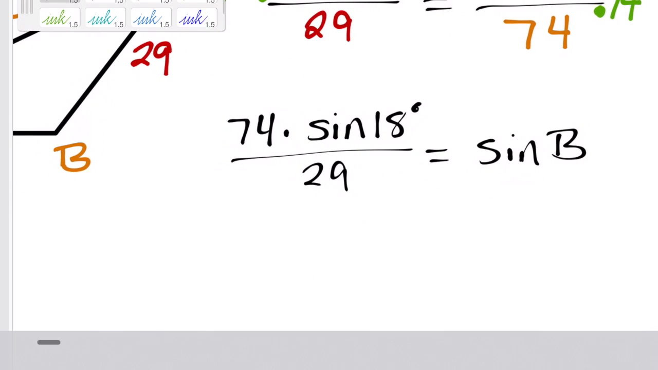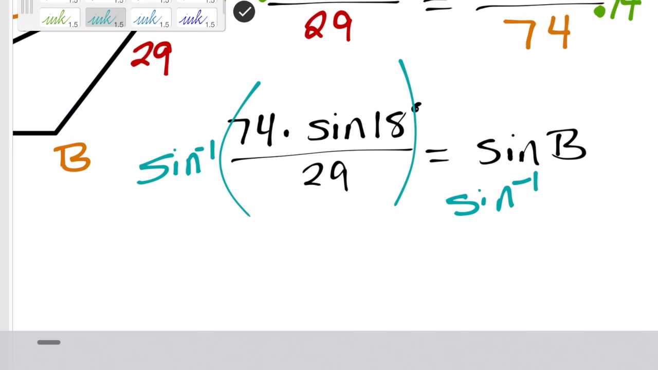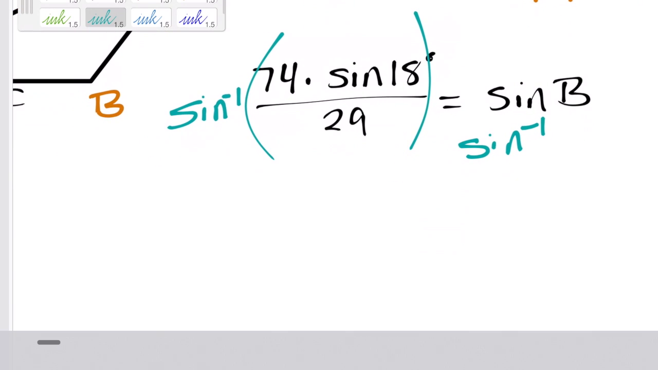And I need to get B by itself, so I will be doing the inverse sine. Again, anytime you have to do the inverse of sine, so sine to the negative first, you do need to make sure that you're checking for multiple solutions. So plugging this into my calculator with sine to the negative first, I would end up with B being equal to 52 degrees.